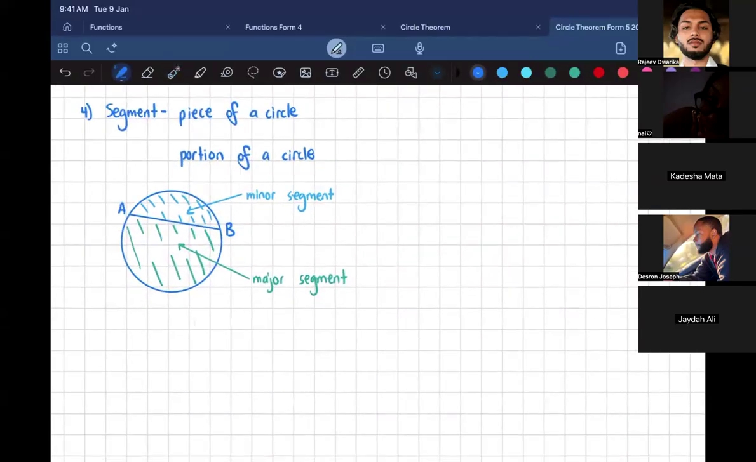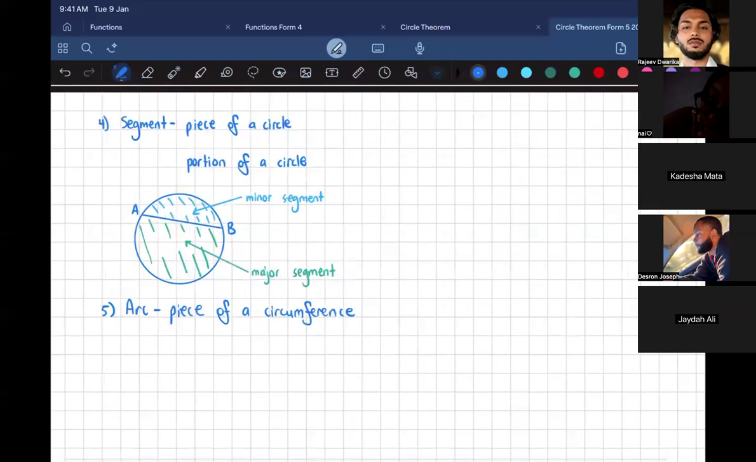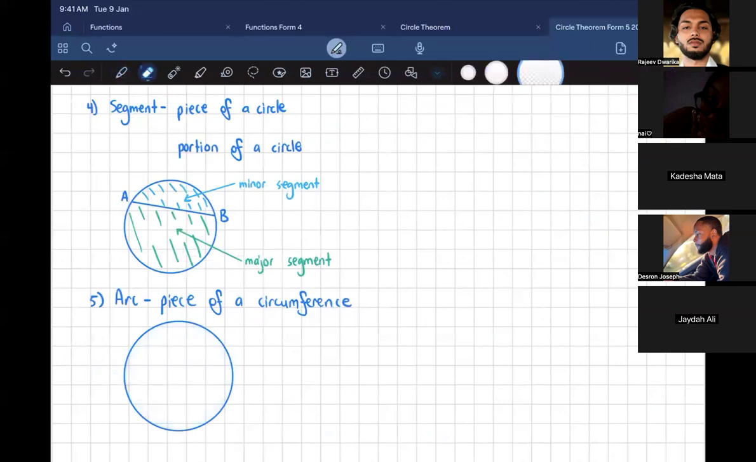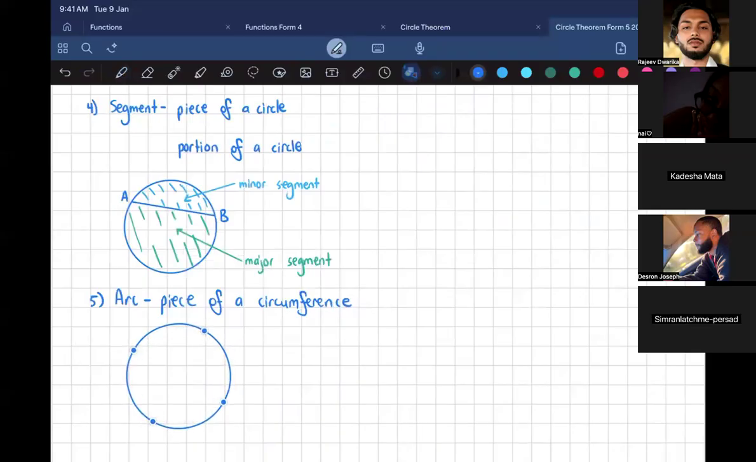The next thing I want to look at is called an arc. An arc is just simply a piece of a circumference. And again, we're going to be looking at words like major and minor. Right? So Simran, let me know if you're there. Yeah? All right, nice.